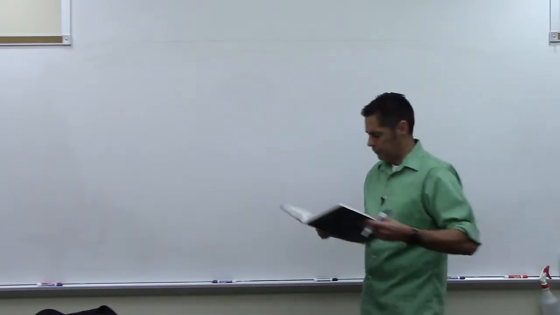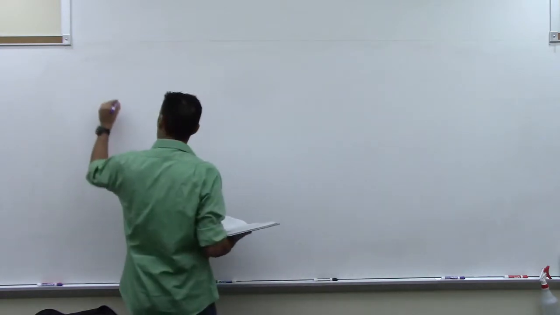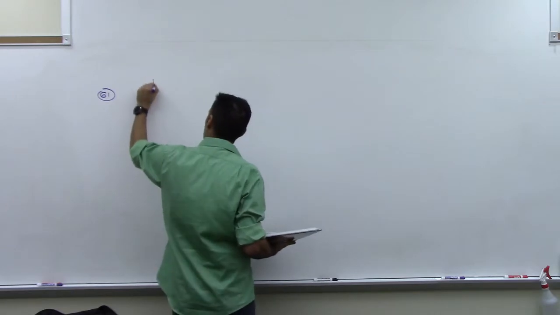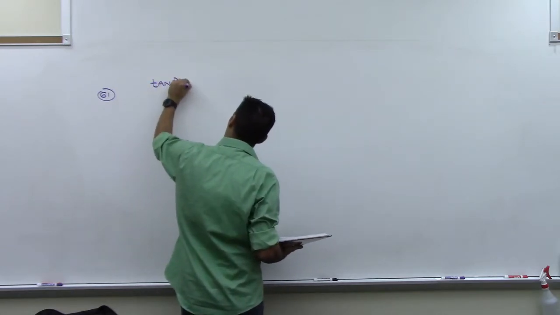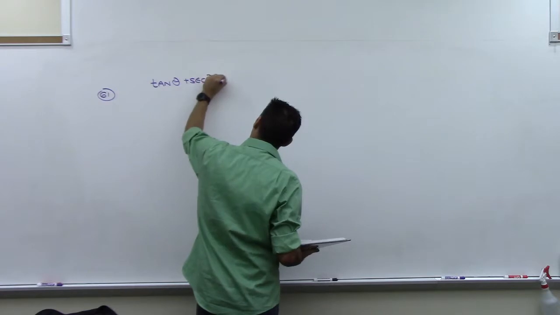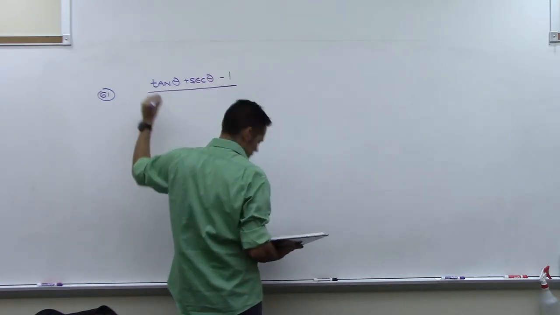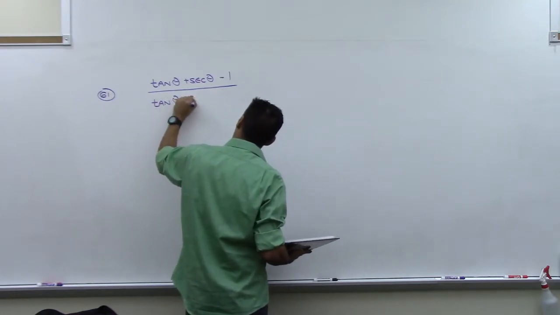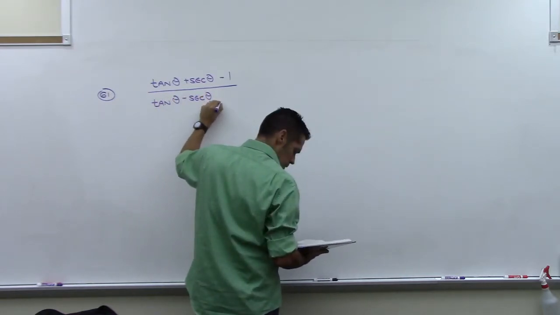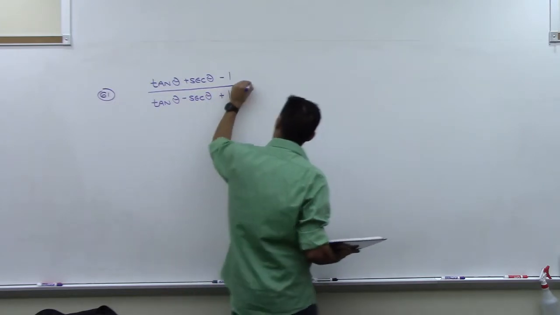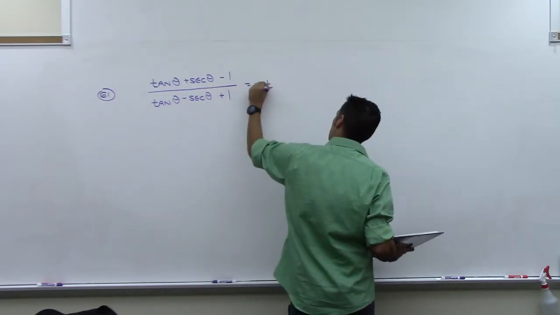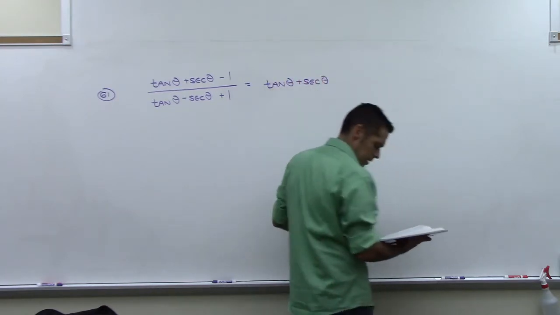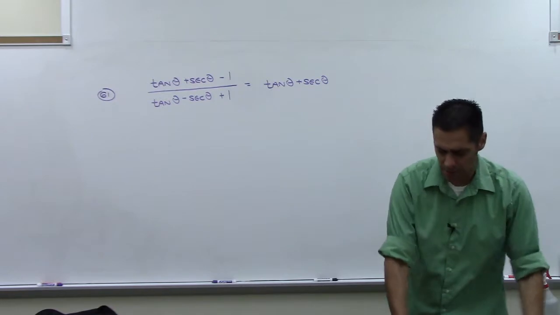61. Ooh. Tangent theta plus secant theta minus 1 over tangent theta minus secant theta plus 1 equals tangent theta plus secant theta. Oh man, that looks like a disaster ready to happen here.